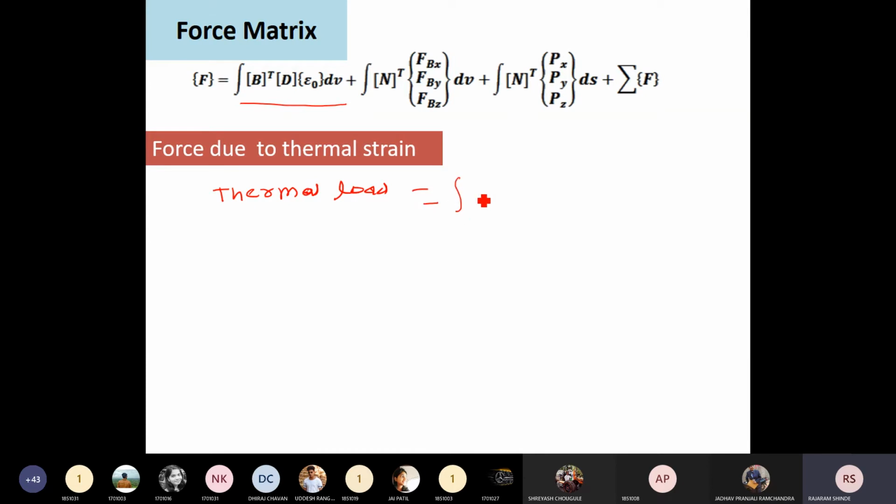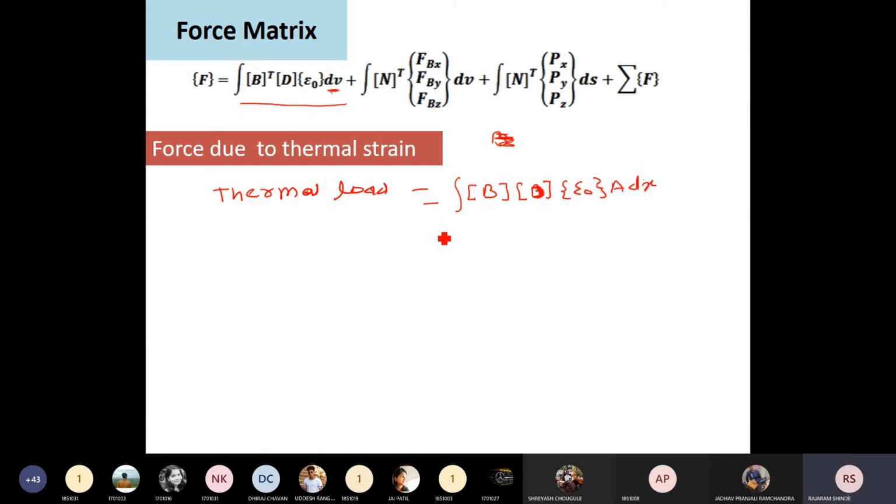Now you see here B transpose. We have calculated the B matrix. I will go step by step. Here first you have to replace this integration from volume integral to the area integral. You see here area is constant for a one dimensional element. So dV will be replaced by A dx. This is the first step. This dV is replaced by A dx.